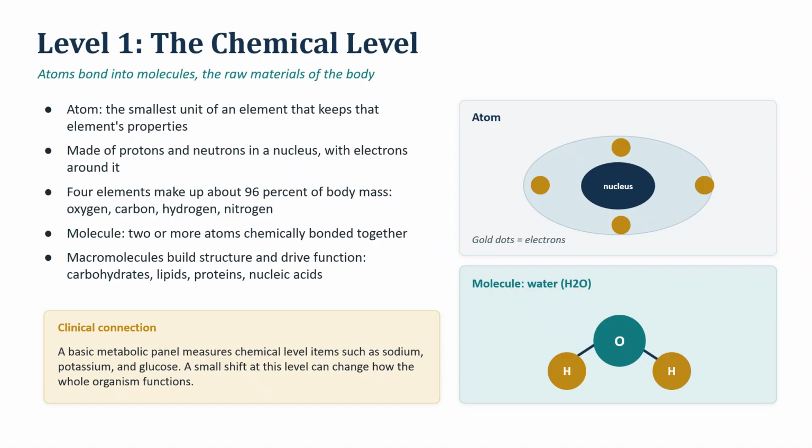When you draw a basic metabolic panel in a blood sample, you are measuring the chemical level. A sodium or potassium value that is out of range can produce symptoms across the entire organism, including cardiac arrhythmias. Small levels, large consequences.